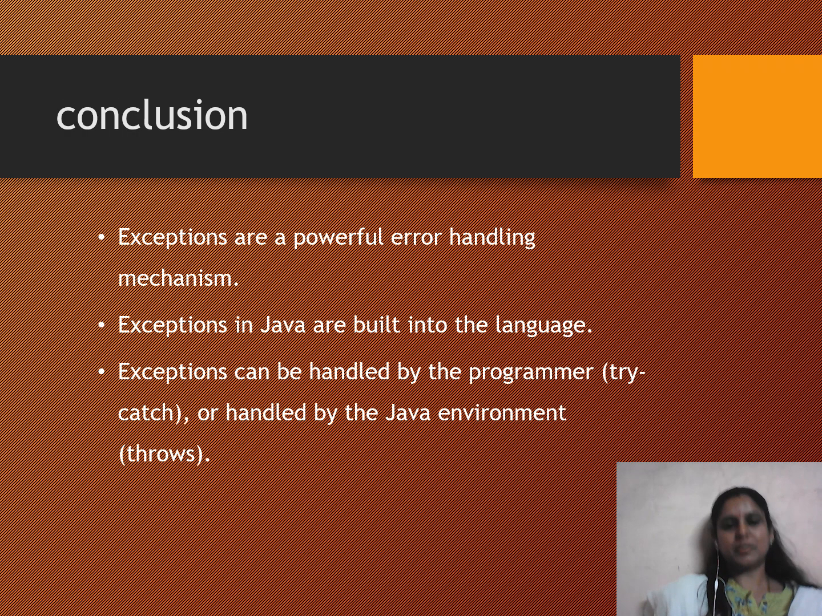So here we are coming to the conclusion of exception handling. It is a powerful error handling mechanism and it is also built into the language. Exceptions can be handled by the programmer using the try-catch block method, and also handled by the Java environment using the throws statement. So here we clearly know that an exception detects or reports the error, not corrects the error.